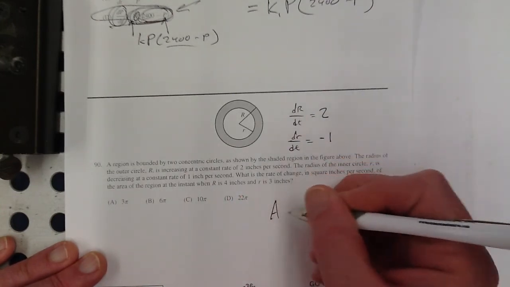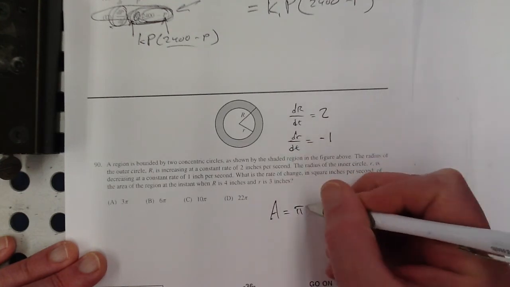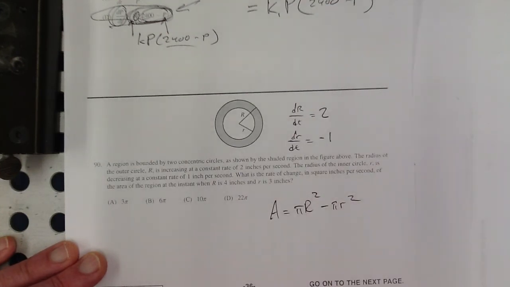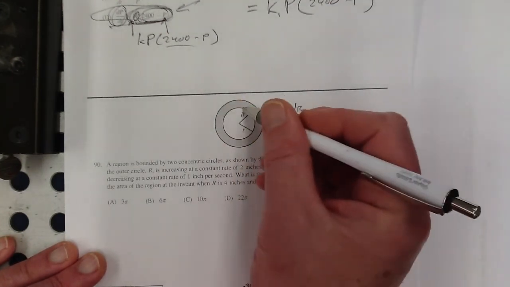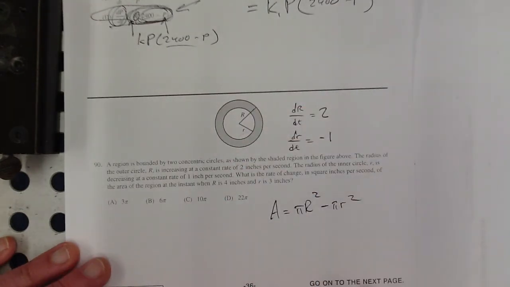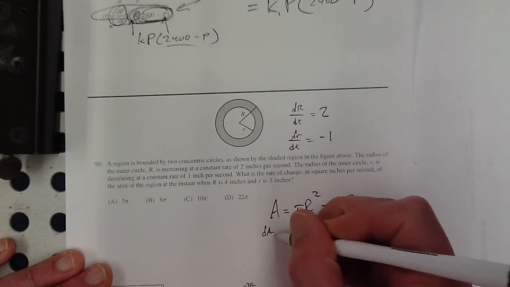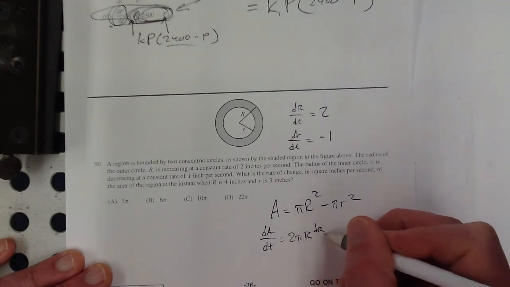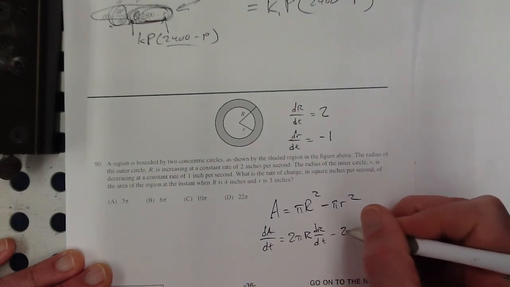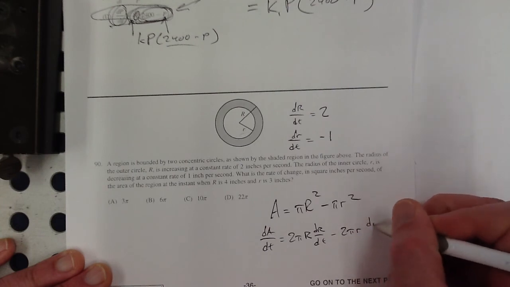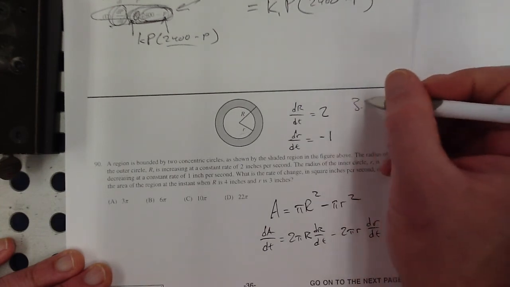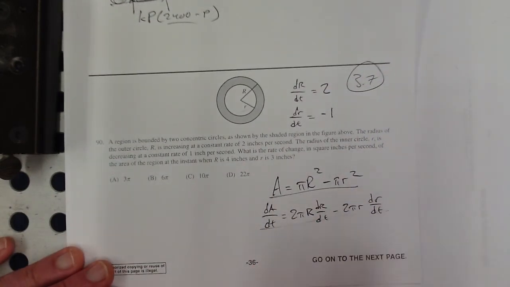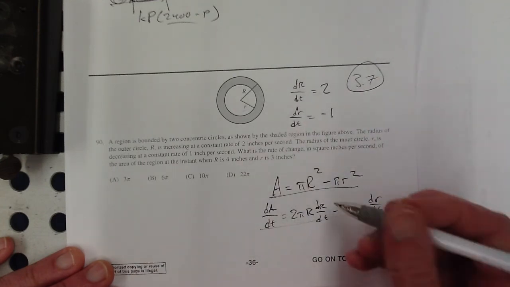Okay, so the area of that shaded region is pi R squared minus pi r squared, right? Outer circle minus inner circle. So if I take the derivative of that with respect to time, dA/dt is equal to 2 pi big R dR/dt minus 2 pi little r dr/dt. This is related rates. This is back to section 3.7 if you need to review any of this. Formula from geometry, take the derivative with respect to time, and then plug in the stuff you got.